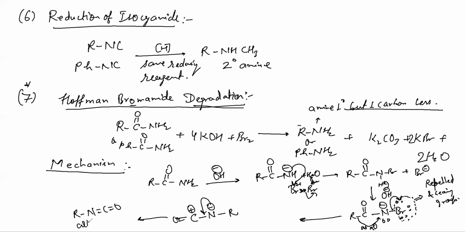We call it alkyl isocyanate. Till now, 2 Br have been lost, and both the Br will make KBr. We call it alkyl isocyanate. Now, alkyl isocyanate can be made by different methods also. Let me show you how.